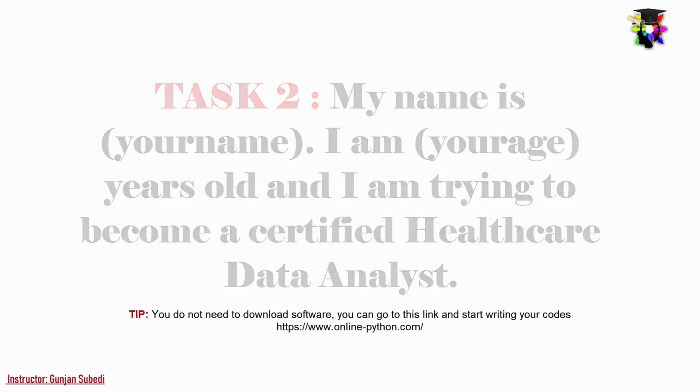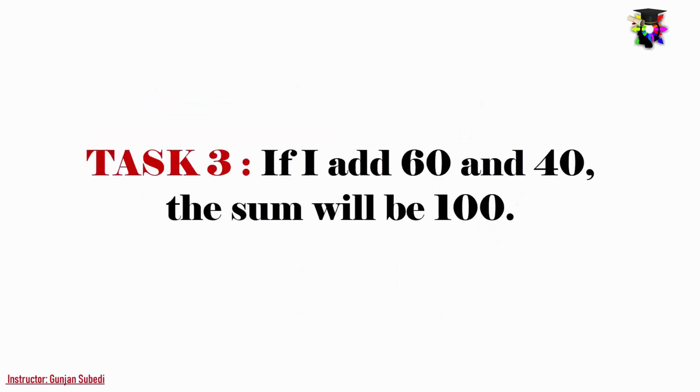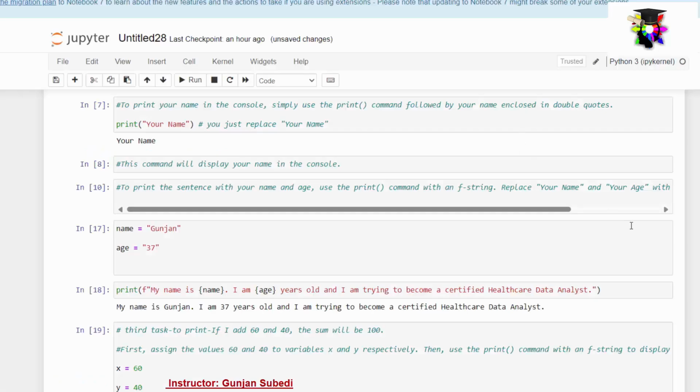In the third question, I want you to print this one. First of all, assign two numbers, 60 and 40, to variables x and y respectively and print the following: If I add 60 and 40, the sum will be 100. Let's see how to solve the questions.